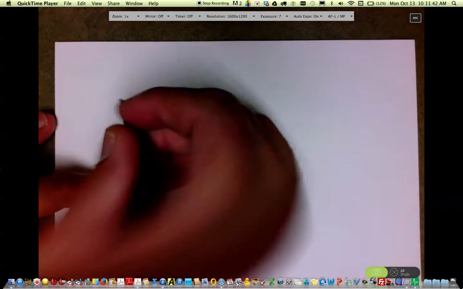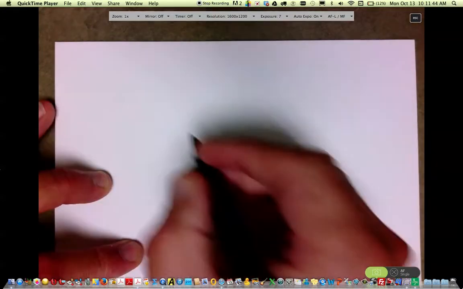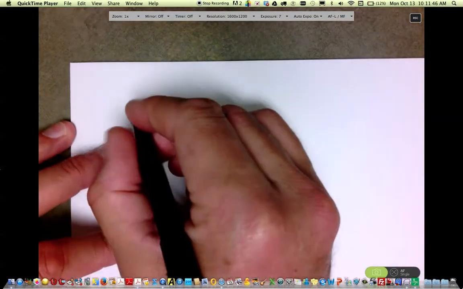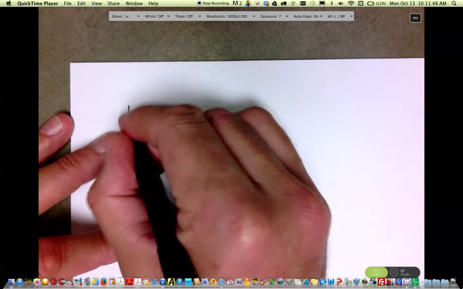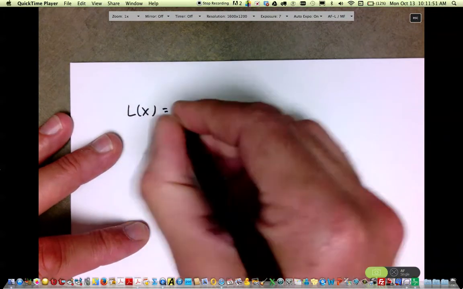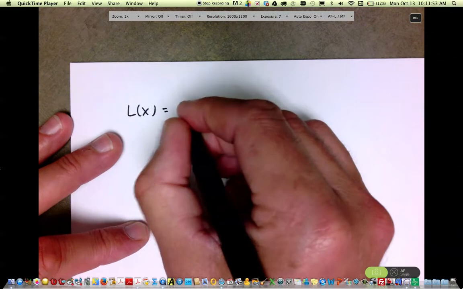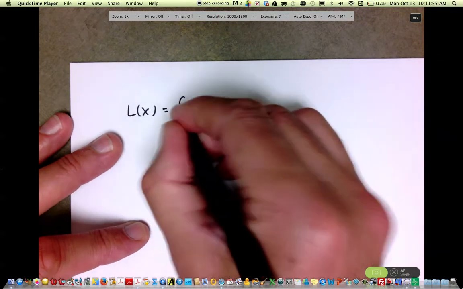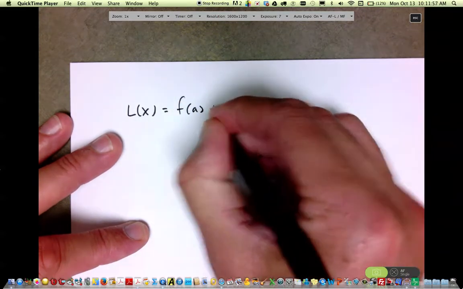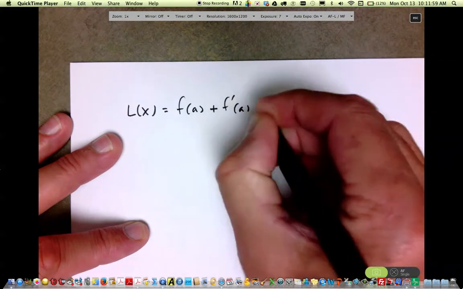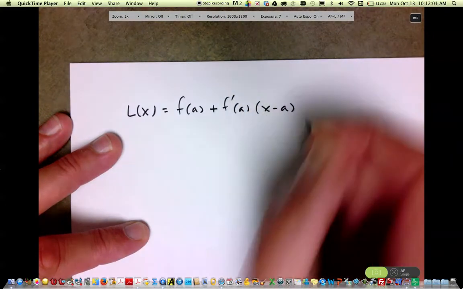So in section 3.9, we talked about finding linear approximations to functions. And one of the problems that we looked at was, well, the idea was that to find a linear approximation, we said the linear approximation L of x, evaluated near x equals a, was f of a plus f prime of a times x minus a.